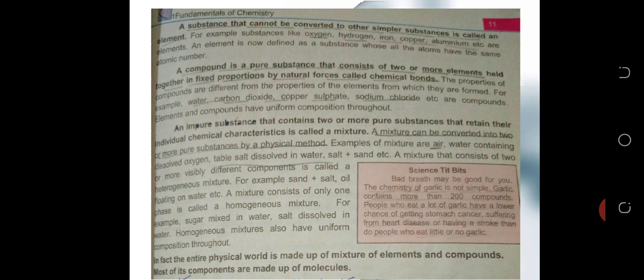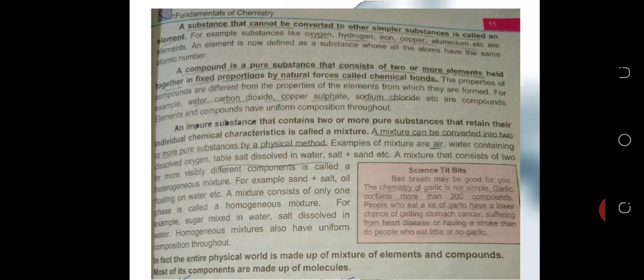Now we are moving towards compounds. What actually are compounds? A compound is a pure substance. First note it please: a compound is a pure substance that consists of two or more elements held together in fixed proportions by natural forces called chemical bonds. We have to note down a few things here. First, a compound is a pure substance.